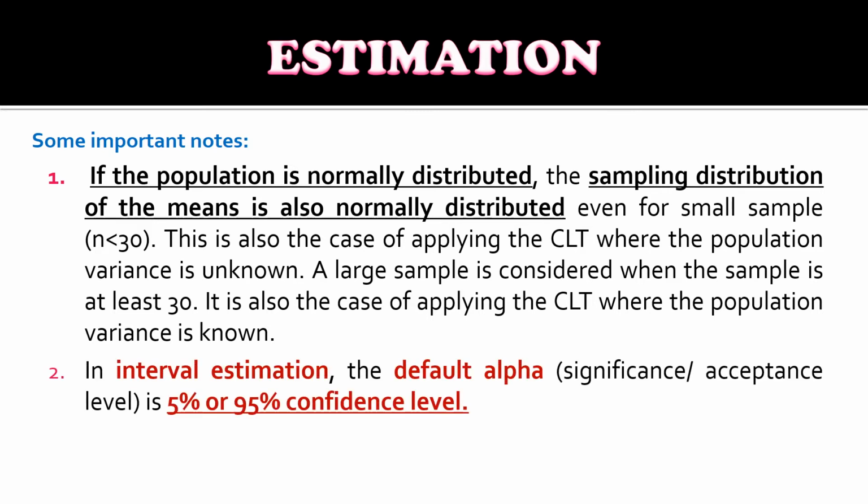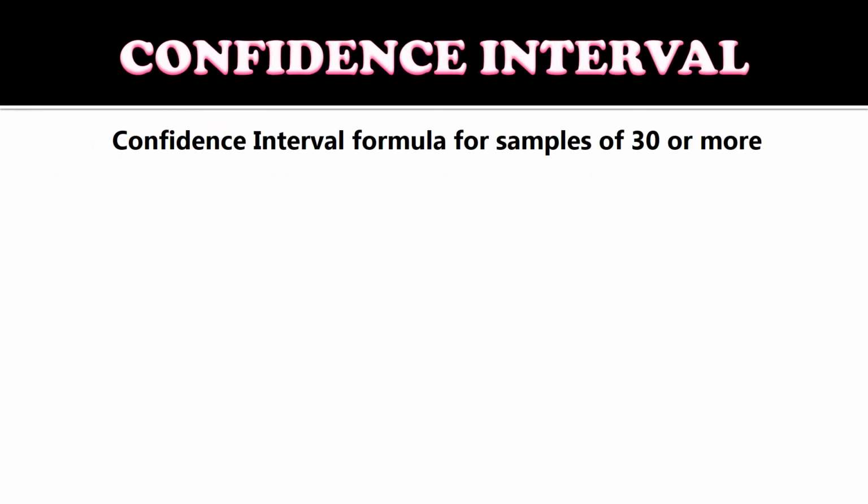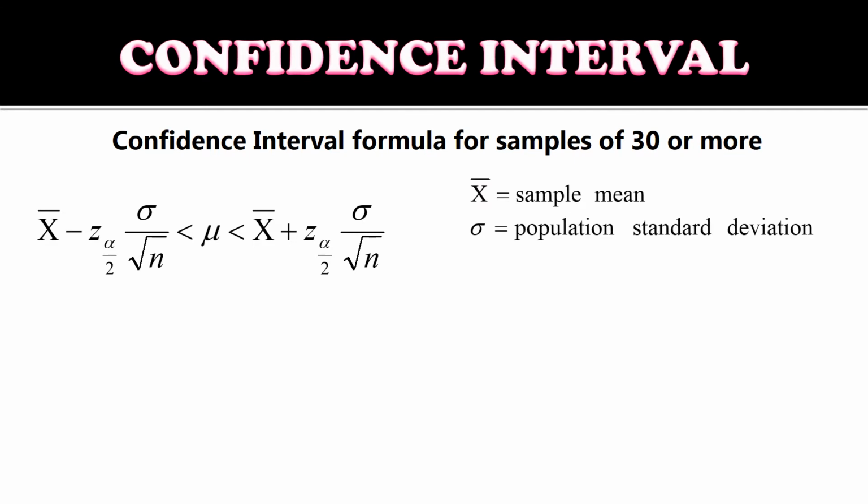In interval estimation, the default alpha is 5%, or 95% confidence interval. So we have the confidence interval formula for samples of 30 or more. Here's the formula to estimate, where x bar is the sample mean, sigma is the population standard deviation, n equals the sample size, and z alpha over 2 is the confidence coefficient.